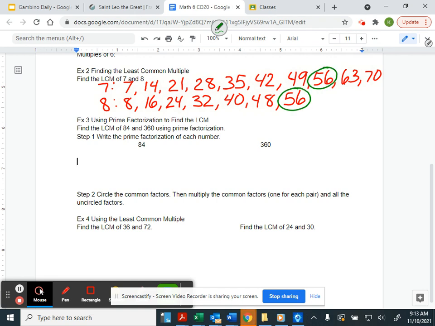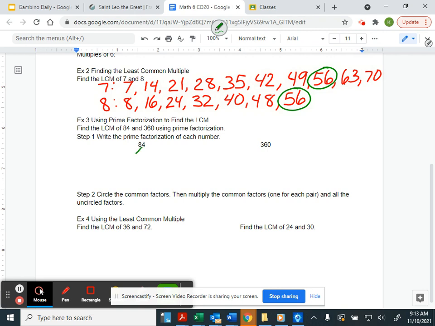Okay. So going in your groups of 5 until you hit that number that is the same. Find that least common multiple. Prime factorization. We learned that the other day. So we're going to look at our 2 numbers and we're going to break them down to their primes.